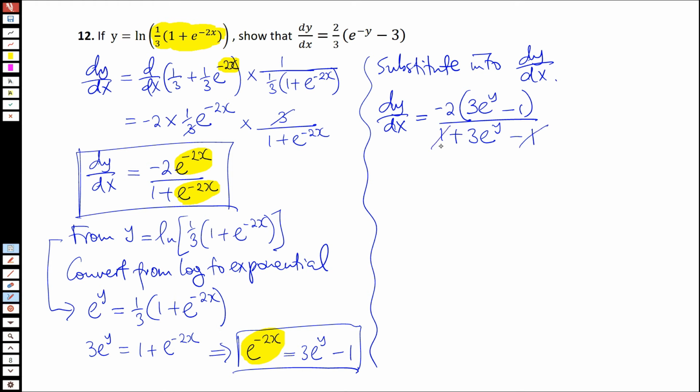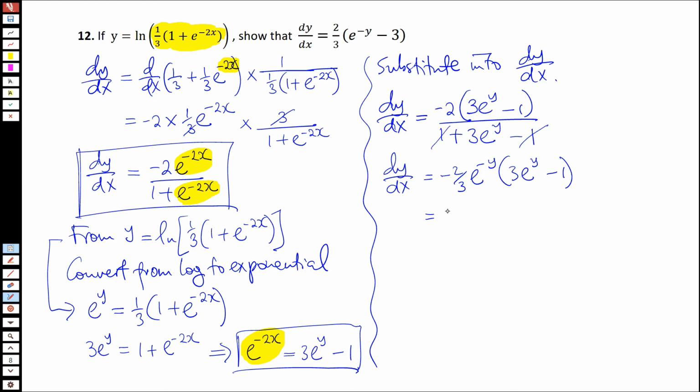Of course, the ones cancel, so here we have dy over dx will be equal to negative 2. And by the way, we can bring this up top, so we can write this as negative 2 over 3 e to the power negative y multiplied by 3 e to the power y minus 1. And this is the point where you can FOIL, so multiply out the bracket by e to the power negative y and negative 1.